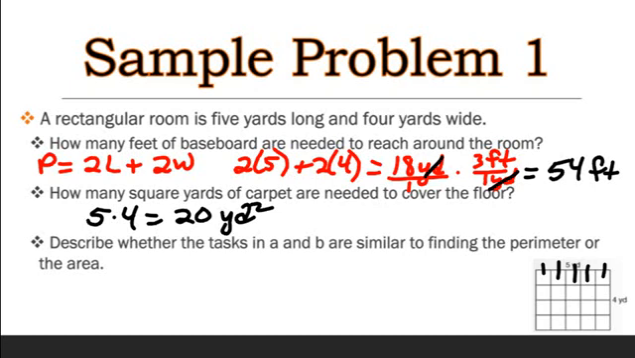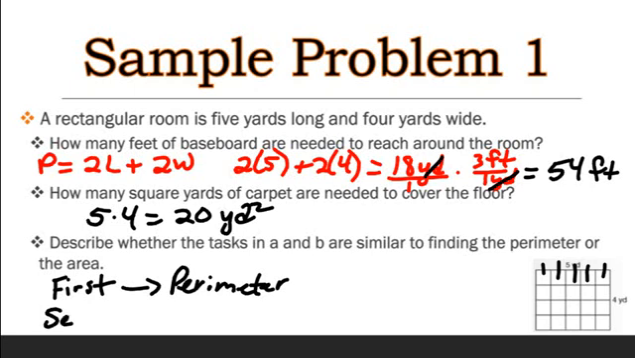Describe whether the tasks in A and B are similar, defining perimeter or area. Well, in the first part, we just found perimeter. We say perimeter because they're finding the distance. The baseboard is the part along the wall next to the floor. It wraps all the way around. So we're just finding the distance around the room.